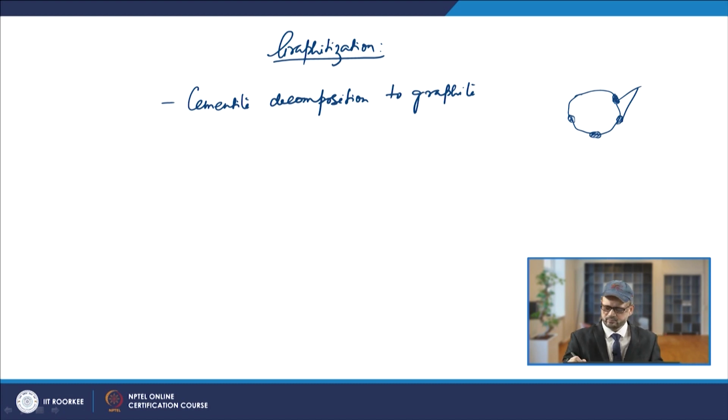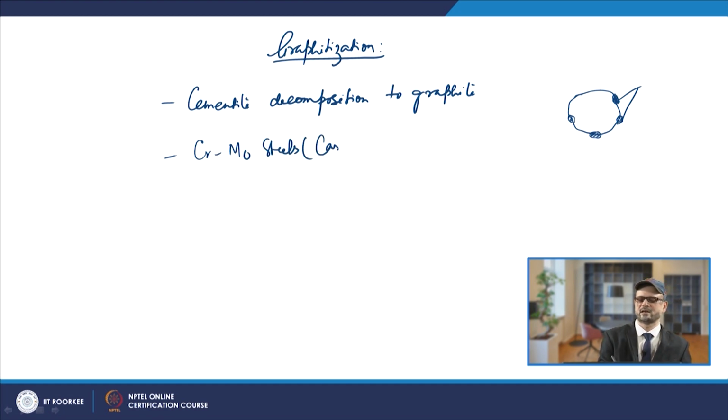Now, chrome moly steels normally will not be affected, in the sense that graphitization does not occur in chrome moly steels, because in these cases the carbides are more stable.